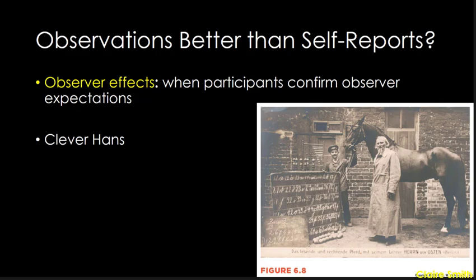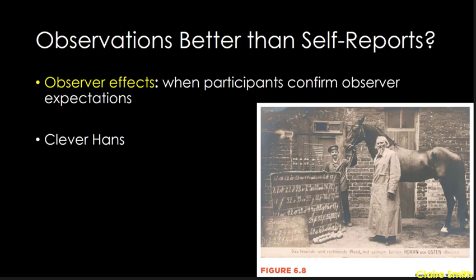It was not just the horse's trainer that could get the horse to do this. Other people, if they asked the questions, the horse could answer them as well. So it was amazing, right? But then researchers figured out that Hans was picking up on subtle nonverbal cues from the questioners, not only from his trainer, but from random people who would ask the questions as well. So what they did is they had two people ask him the question. One person asked the first half of the question, and the second person asked the second half, so neither person knew the answer. And when they did it this way, Hans couldn't answer the questions.